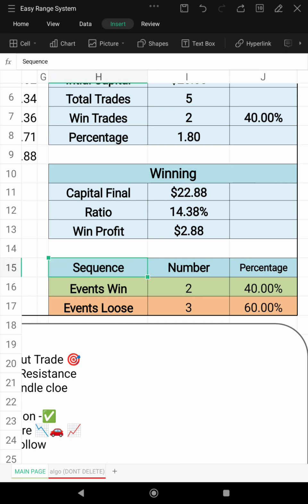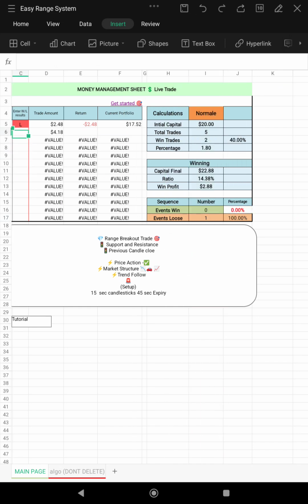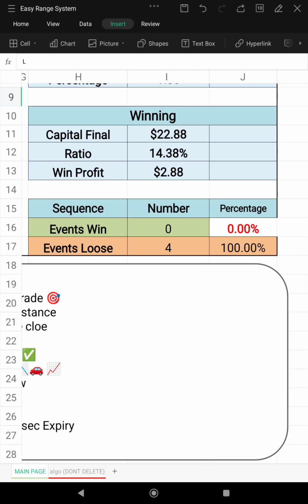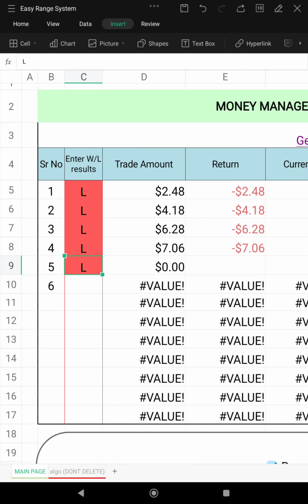When you come to the third group over here, these are the sequences, it will tell you how things have been. Event win 2, event loss 3. If you lose more than these 5, what do you do? For example, you lose all of the 5 trades. You see, when you compute the percentage, it tells you event win 0, event loss 4 out of 5, actually you have lost all of them, so even the 5th does not have anything.